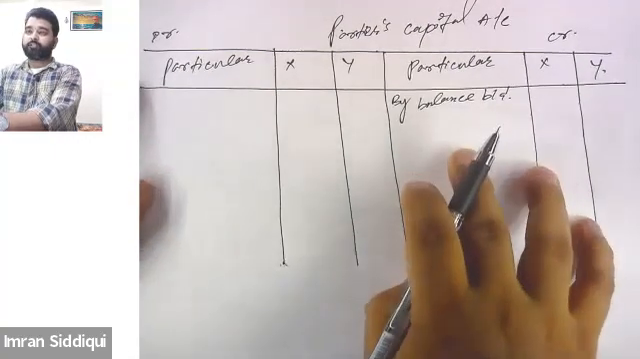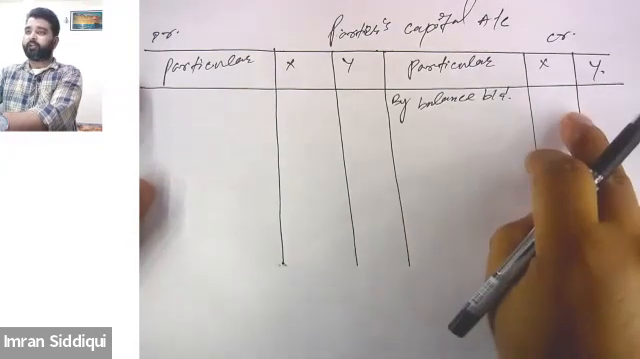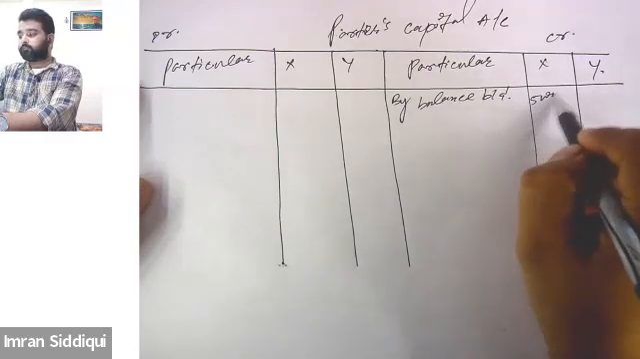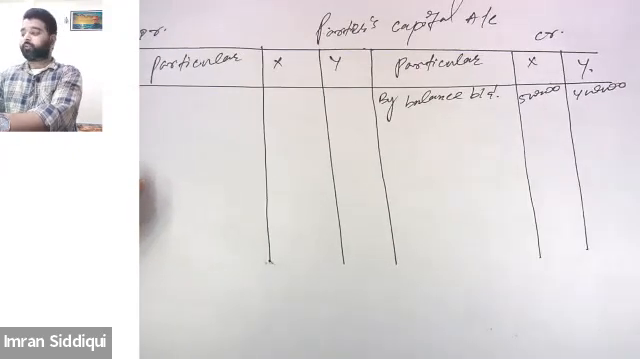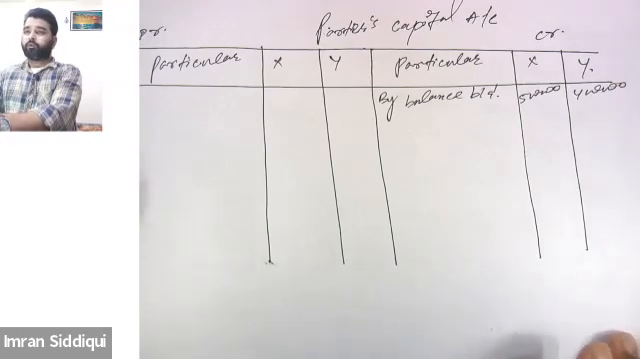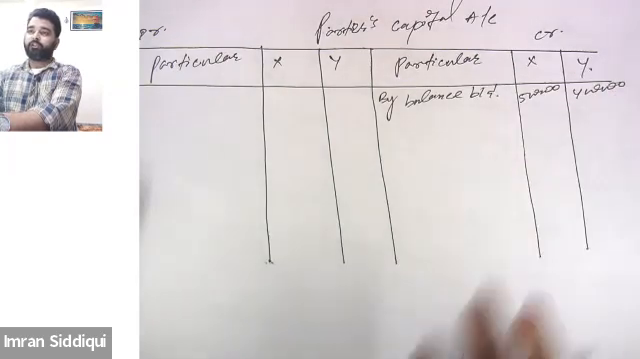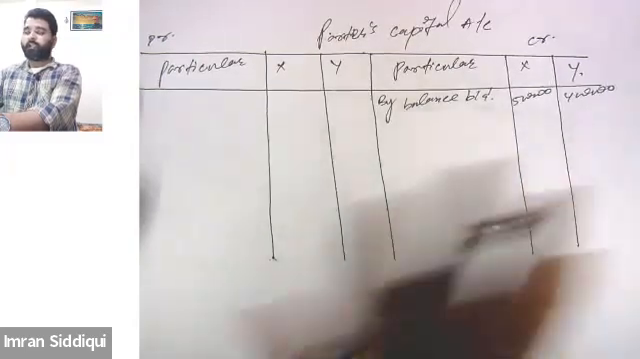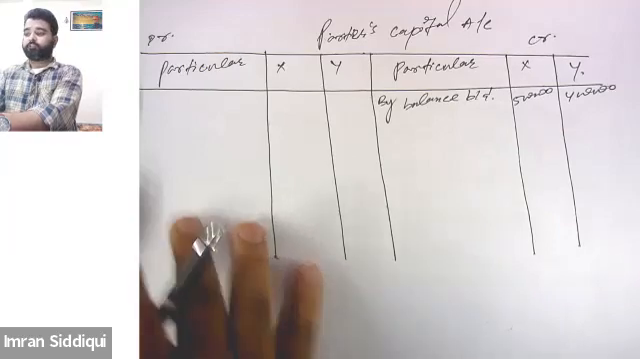Whatever the opening balance of the partner, whatever the value of the capital given in the question, we will write it here. Let's suppose the partners' capital given in the question is 5 lakhs and 4 lakhs. The amount of capital will be recorded on the credit side of the partner's capital account. Then all those transactions that may increase the amount of capital for the partner will be recorded on the credit side, and any transaction that leads to a reduction in the value of the capital of the partners will be recorded on the debit side.